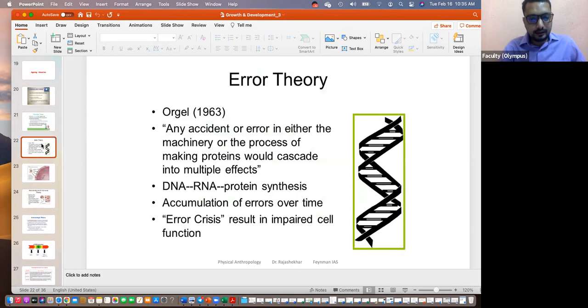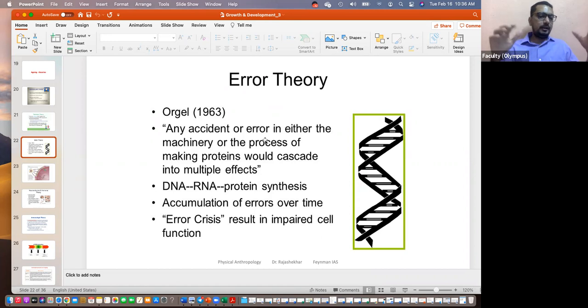Next, we'll talk about error theory, the errors that take place in our body. Error theory was given in 1963 by Orgel. Understand the concept of it; the concept is simple. As we age, the internal components in our body can undergo damage and insults, and they accumulate errors. So as we age, accidents may happen or errors may be introduced.